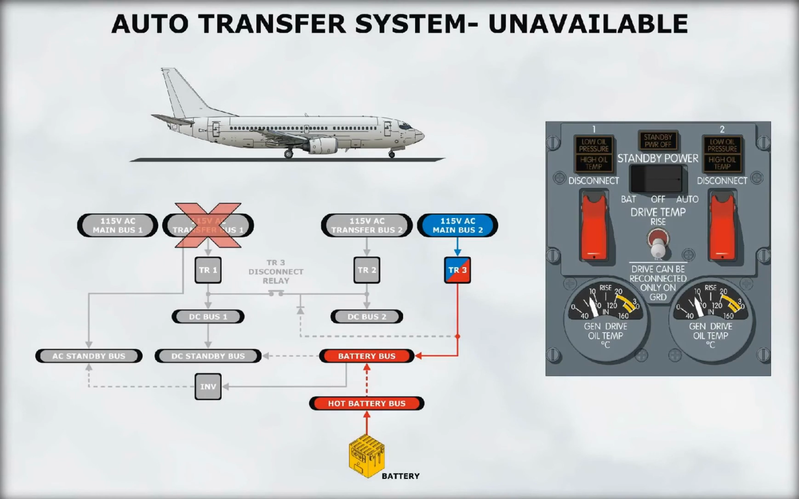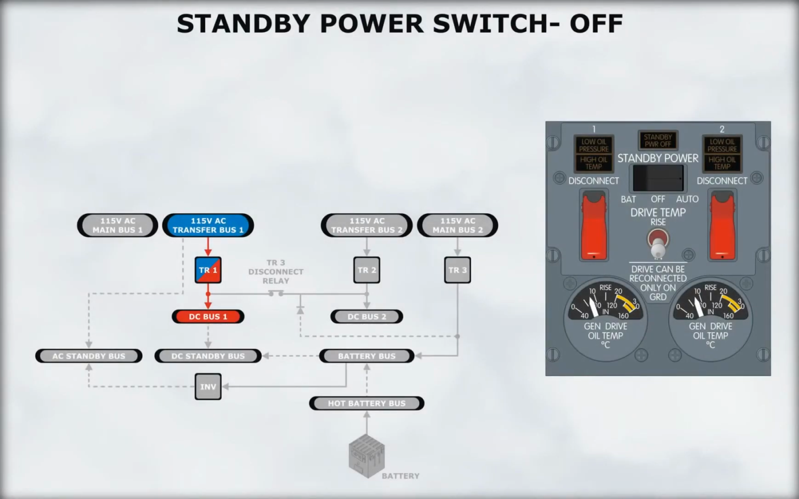On the ground, this automatic transfer feature is deactivated and the standby buses will not be powered. With the standby power switch off, the standby buses are not powered. Whenever the AC standby bus is not powered, the standby power off light illuminates.